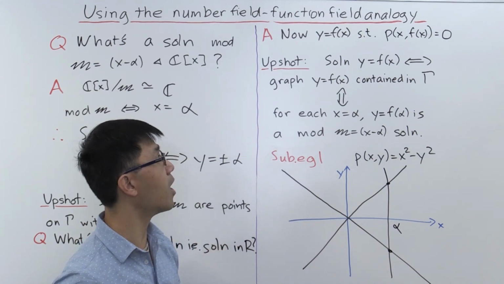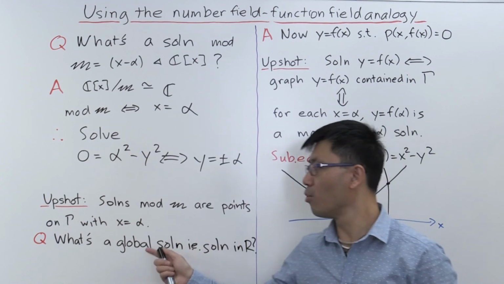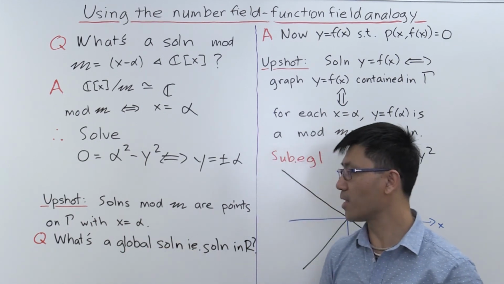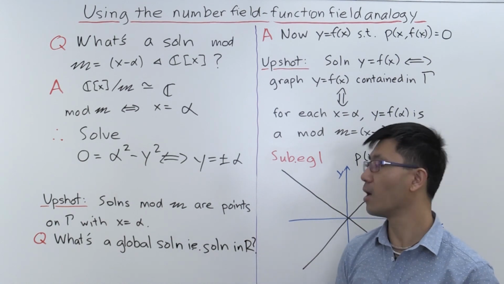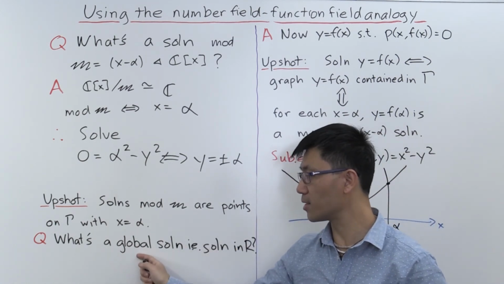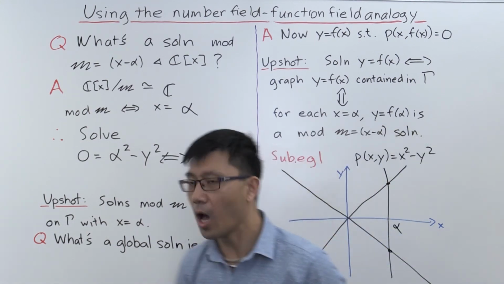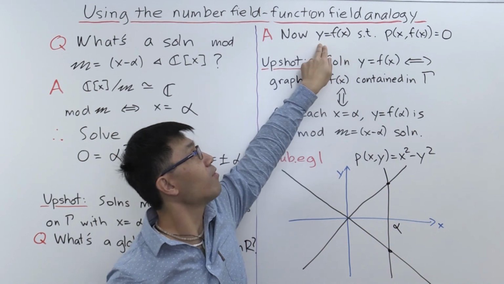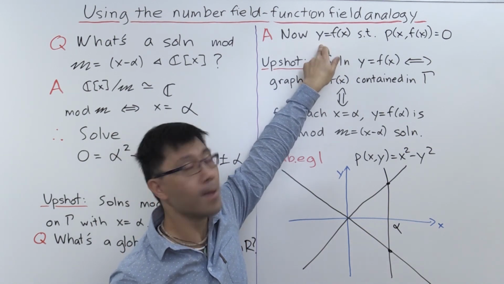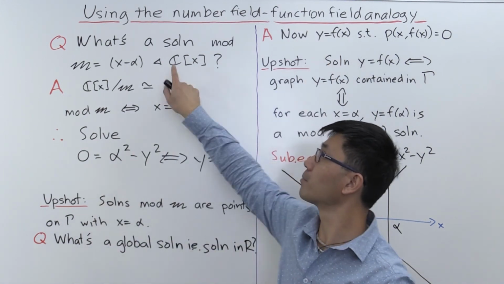Okay, so let's move on to the next question, and that's to see what's a global solution, that is a solution in R. And hopefully when I've shown you this, you'll understand why we use the word global here as well. Okay, so now we're solving for our variable y. So y here now has to be inside our ring.